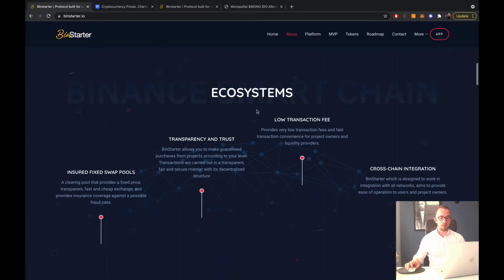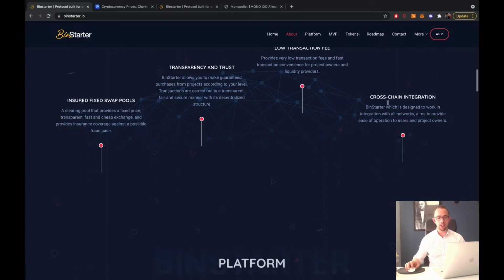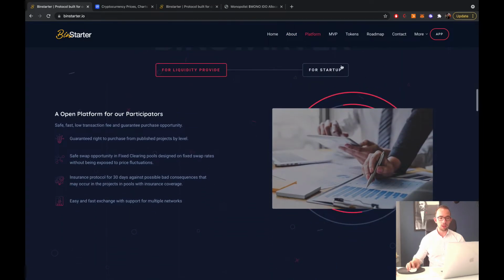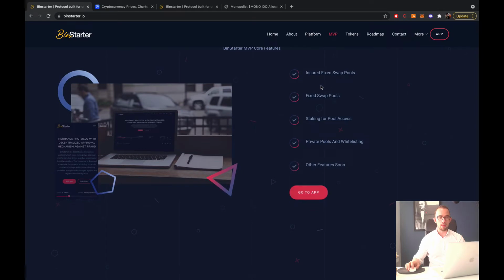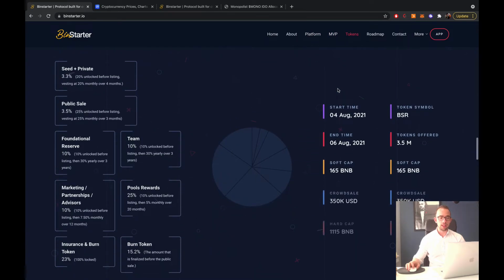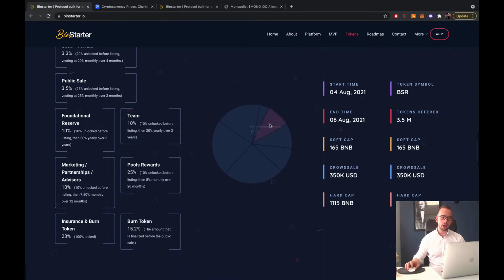Obviously, there's a lot more information: insured fixed swap pools, transparency, low transaction fees, and cross-chain integration for liquidity providers and startups. Well, that's not that interesting. I'm mainly going to show you the IDO process and everything that's happening. If you want more information about their tokens, about the distribution of their tokens, how it all works, it's all available on their website, Binstarter.io, which I will link for you in the description down below.